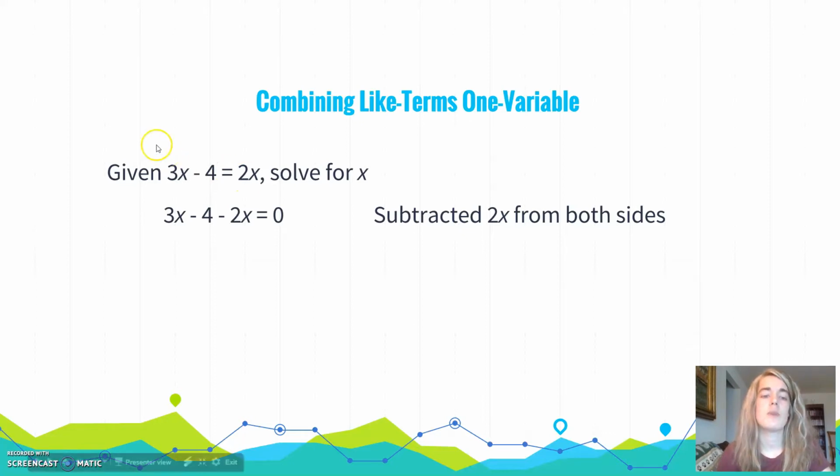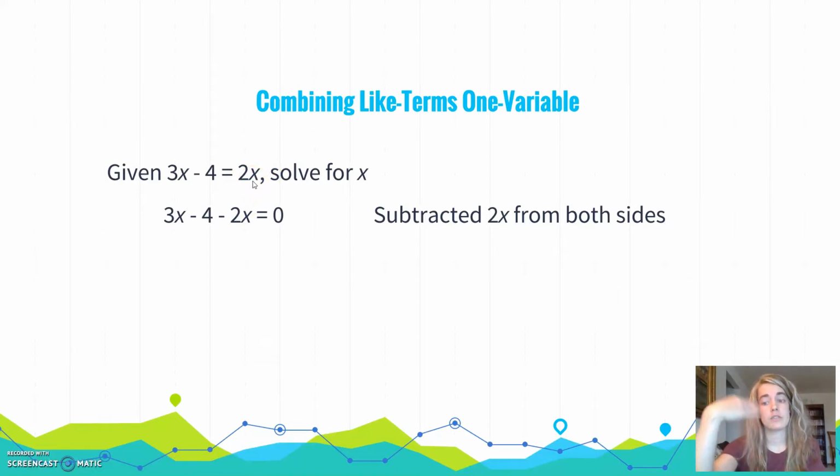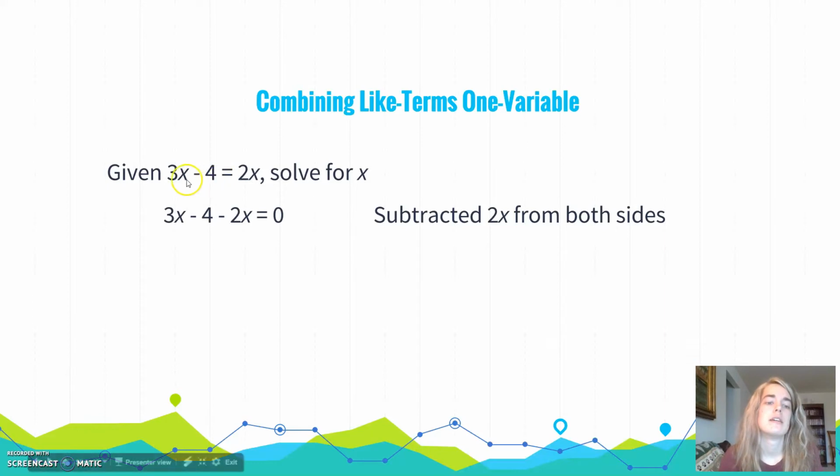So I just took that 2x from this side and I went, all right, I want to get rid of it. So think of it as a positive 2x. So to get rid of it, we are going to subtract 2x. So the 3x minus 4 stayed the same, and then I did subtract 2x. All that's left on the other side is 0. Since we removed everything that's over there, 0 is left. So now we have 3x minus 4 minus 2x equals 0.